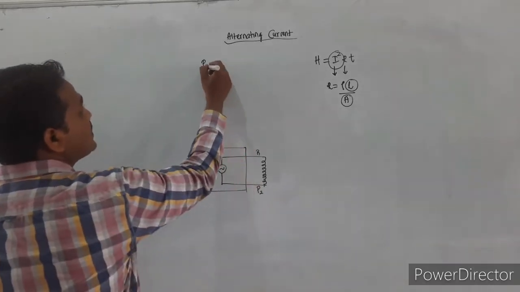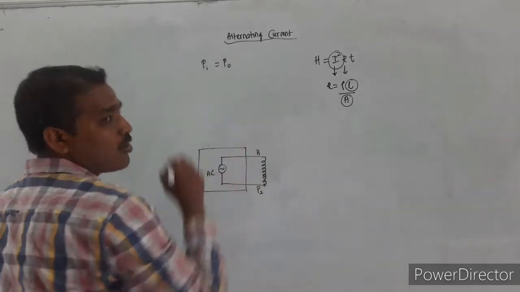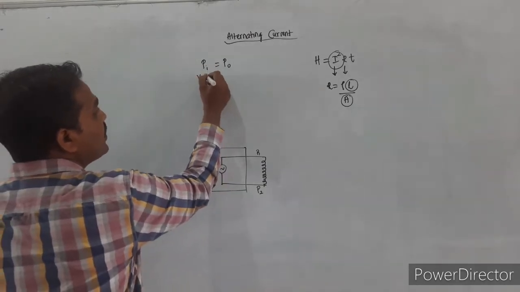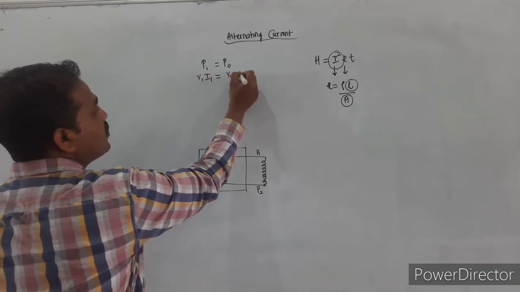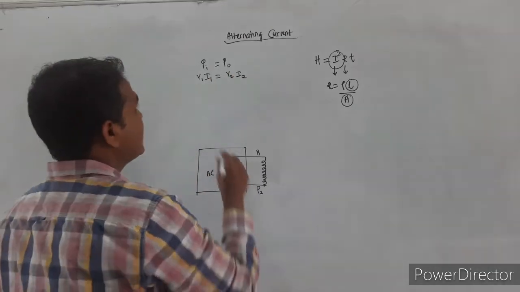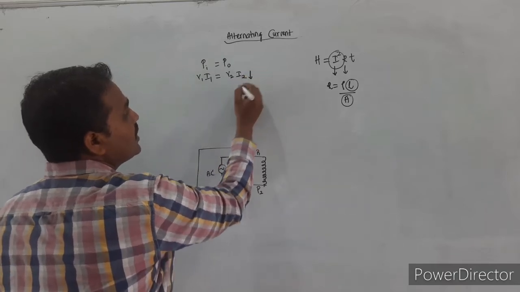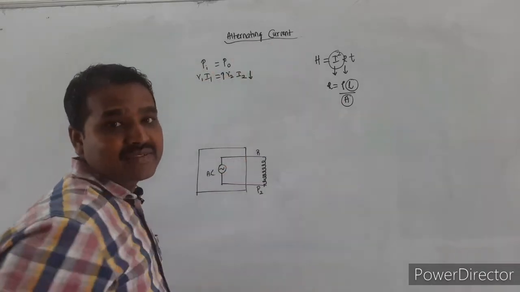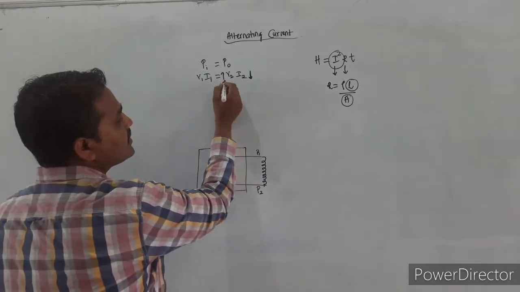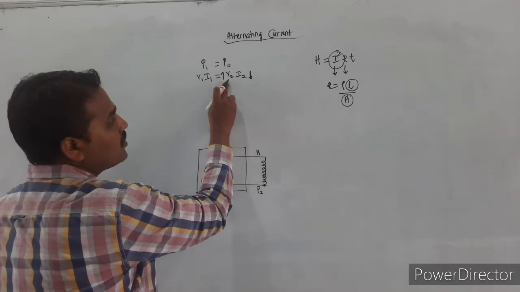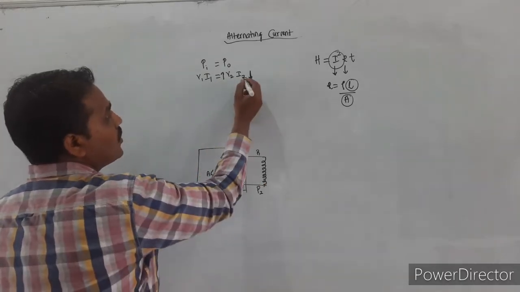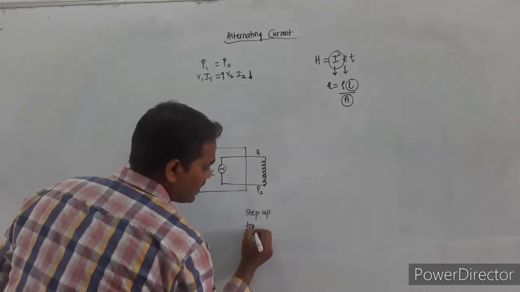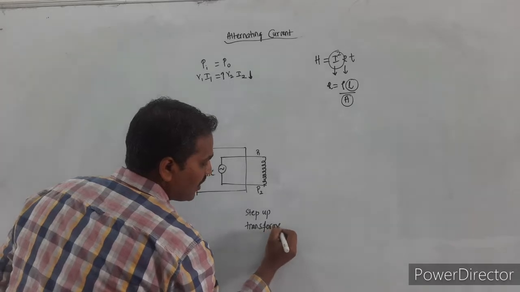We know the condition that input power is equal to output power according to the law of conservation of energy. Input power is equal to what? V1 I1 is equal to V2 into I2. So, here the current has to be reduced. If current has to be reduced, to maintain the same value, voltage has to be increased. So, to increase the value of the output voltage in the secondary coil, we are using a step up transformer. We have to use a step up transformer at the power station.